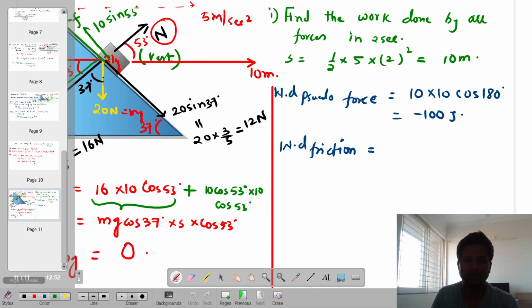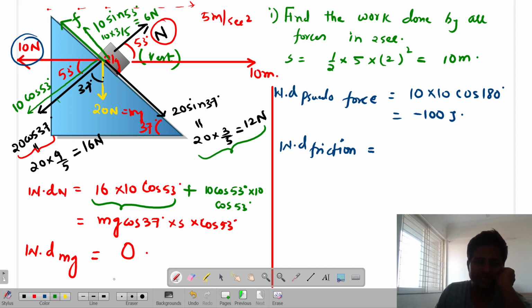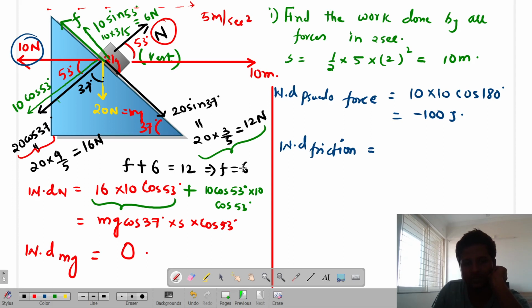So I'm just deleting this part. Basically, work done by friction will be the same. First, this is my mg sin theta, 12 Newton. 10 sin 53 is how much? It is 10 into 3 by 5, that is 6 Newtons. So if the body is at rest along the inclined plane, this friction plus 6 Newton must be equal to 12. So friction is equal to 6 Newtons only. Are you able to get me or not?